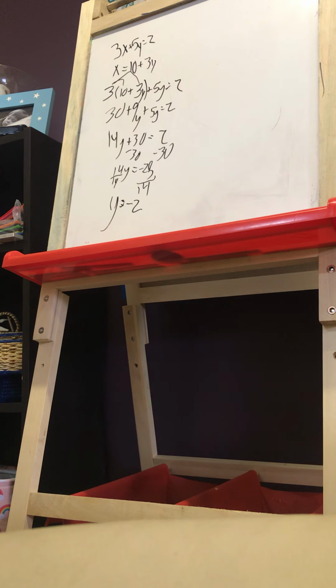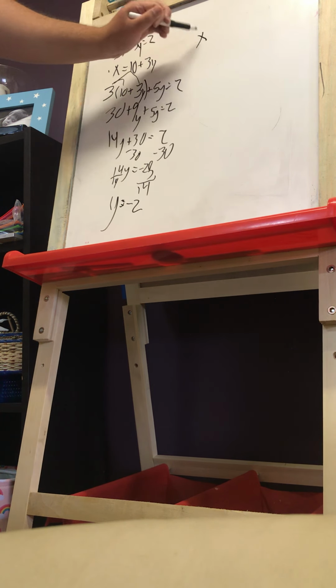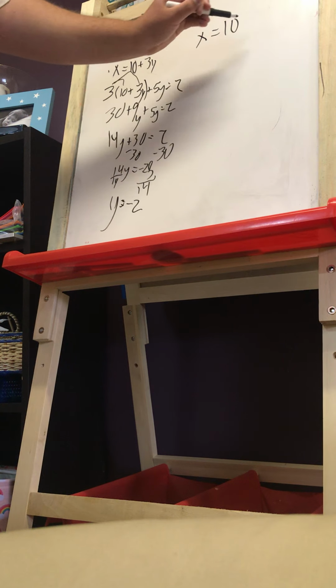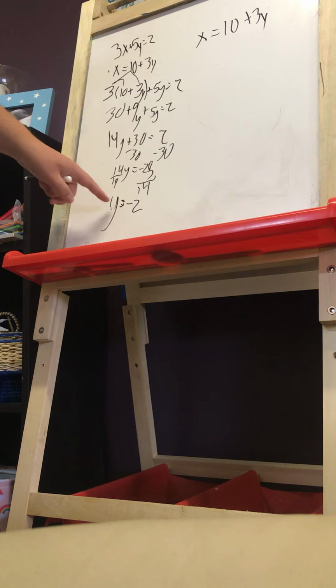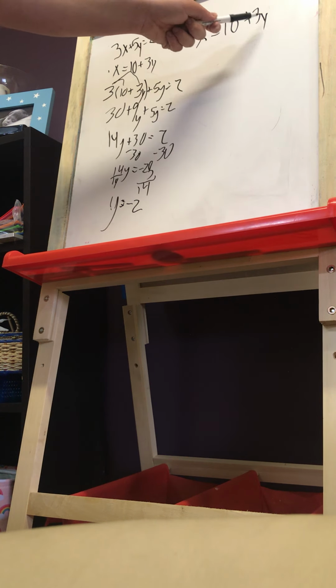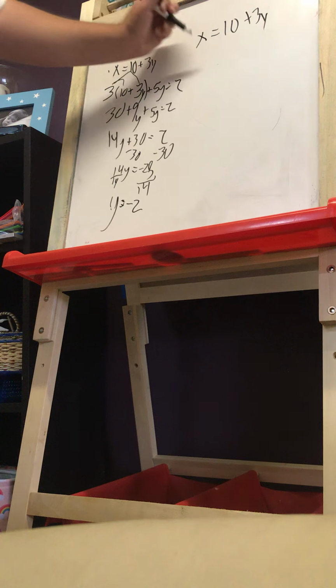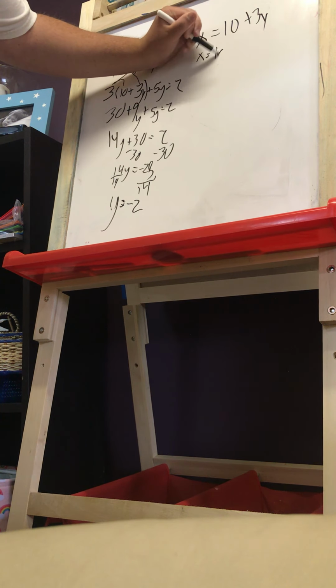But we're only done half the equation. We only have half of our answer. We need to find what x is. Now x is here. Now this is the better equation to use since it's already got a variable by itself. So we're going to do x equals 10 plus 3y. And now since we know y, we can substitute it into this equation. So we're going to do that.